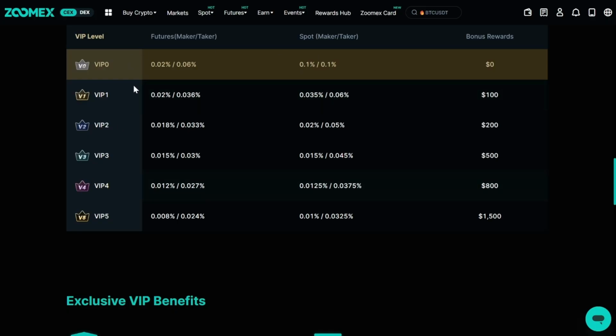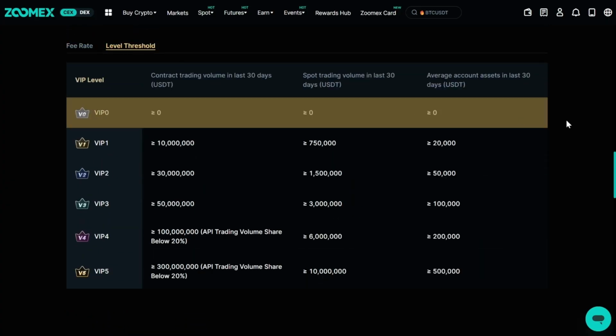On the left side, we can see VIP level. The higher your level, the lower your fees. To understand how you can level up, we can go to level threshold, and we can see depending on your contract trading volume in the last 30 days, spot trading volume in the last 30 days, and average account assets in the last 30 days, you can level up your account on Zoomex.